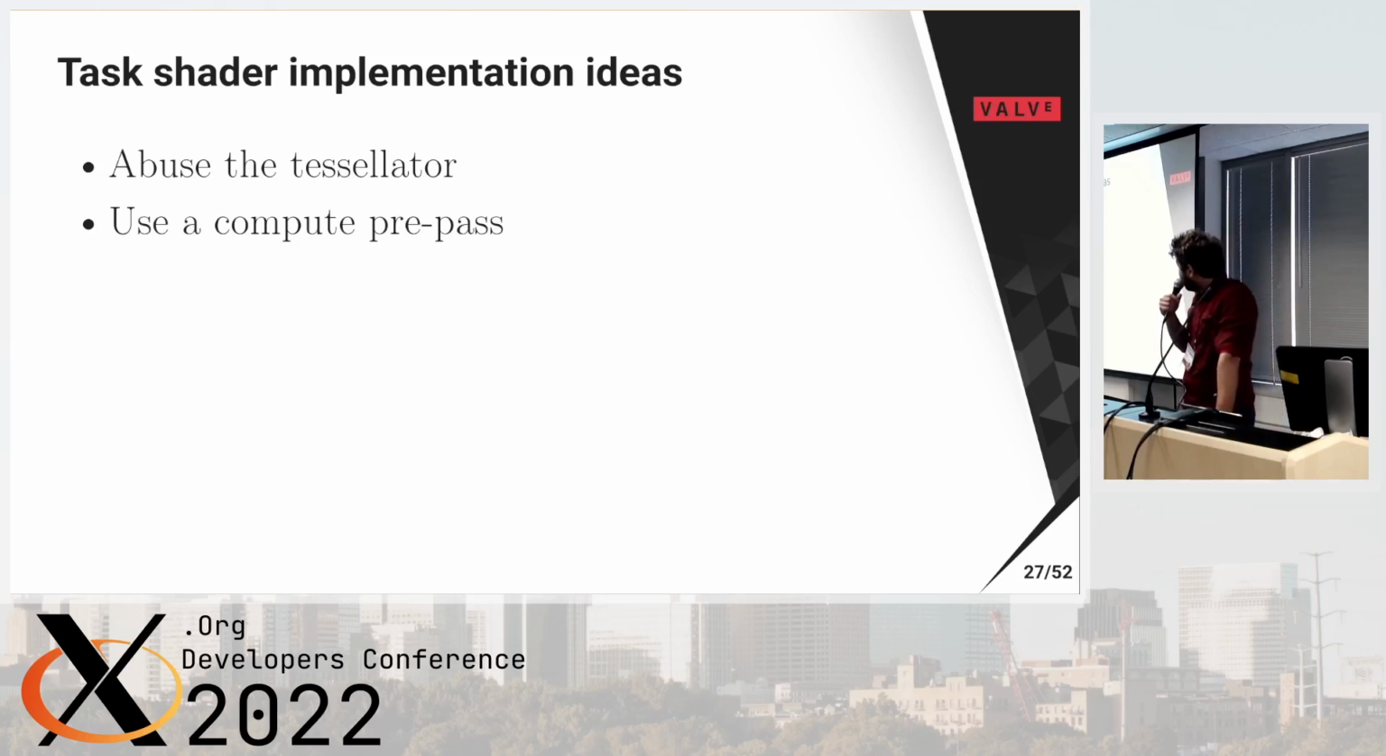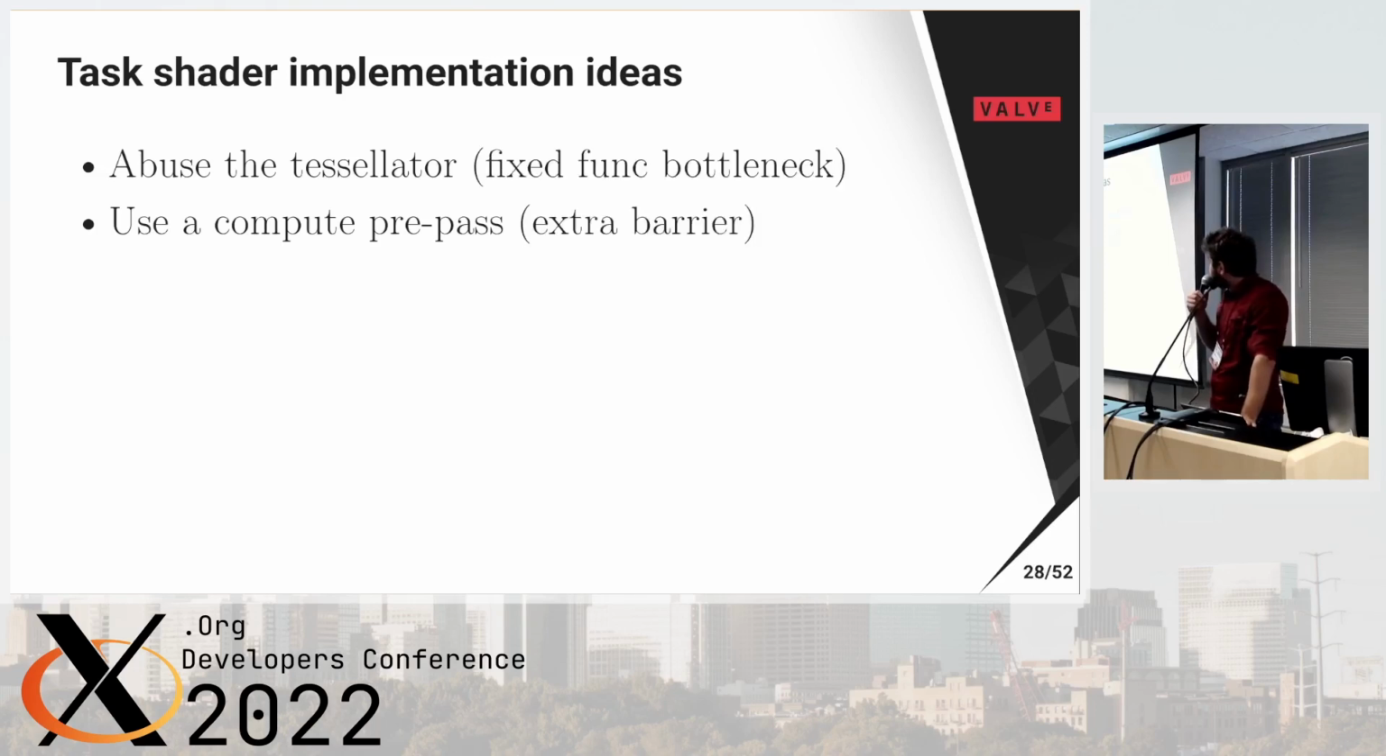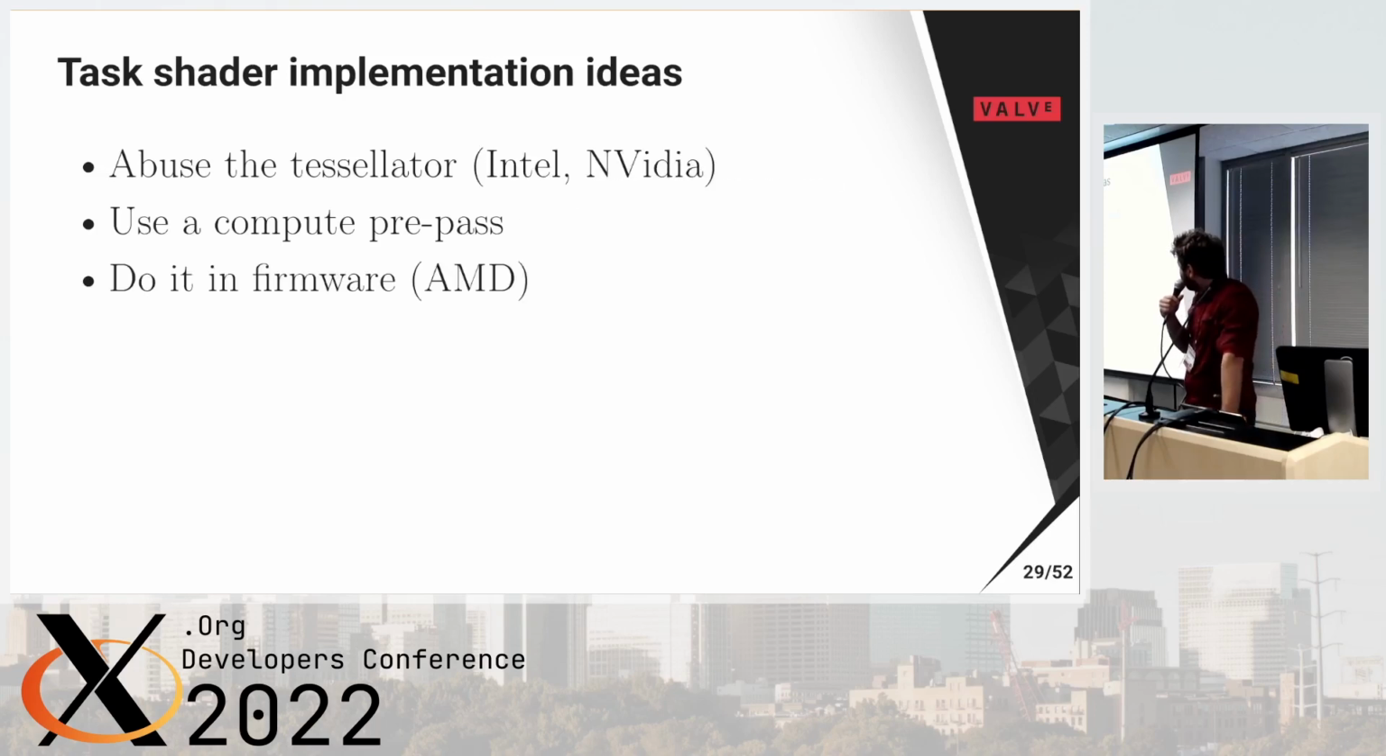The second idea was, well, we could implement our own compute prepass in the driver, but that's also problematic because it has an extra barrier. So what ended up happening is that AMD has a firmware-based solution for all of this, and the other manufacturers seem to just abuse the tessellator. At least that's how they explained it to me.